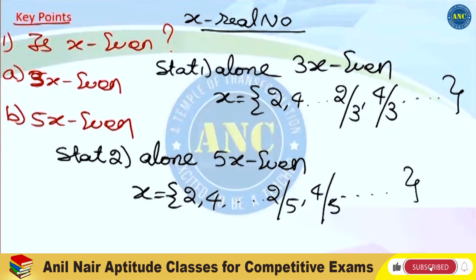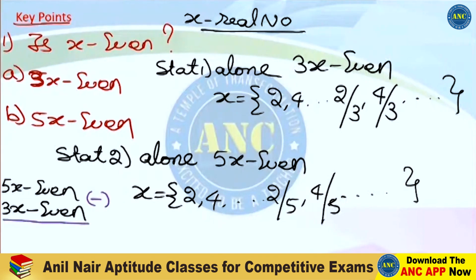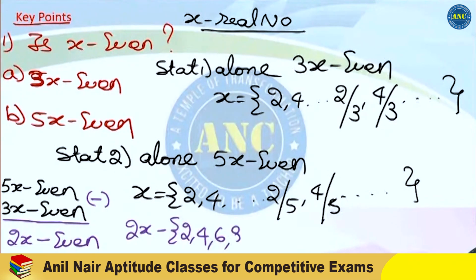Now, if I take the intersection of this, or probably I will show you in another direction. This is a learning where students may learn a new concept. 5x is even, 3x is even. I will do subtraction. 5x minus 3x is 2x. Even minus even is even. An even number is nothing but 2, 4, 6, 8 and so on.